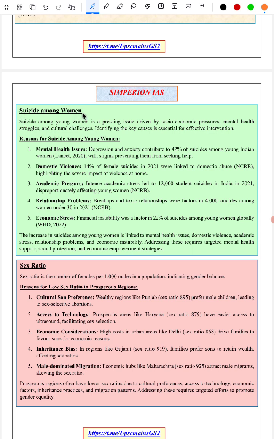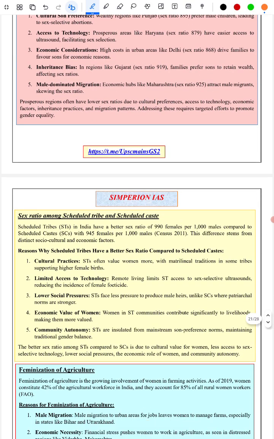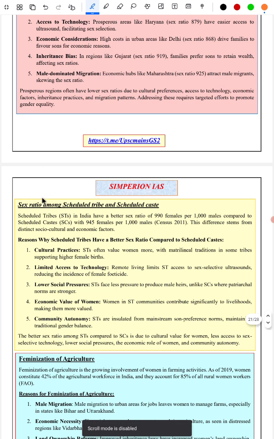Next is the increasing reason for suicide among women. We have covered the reasons for it. I think this is a recent question asked in 2022 or 2023. Next, we have dealt with the topic of sex ratio. Then we have dealt with the sex ratio among SCs and STs.